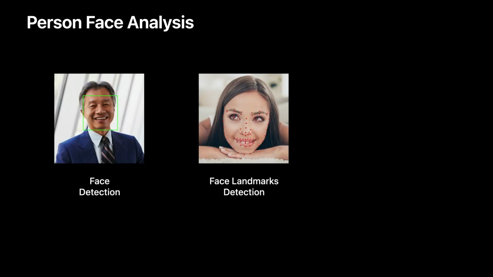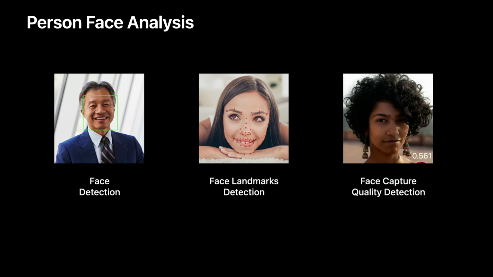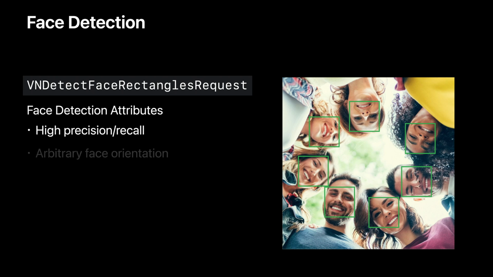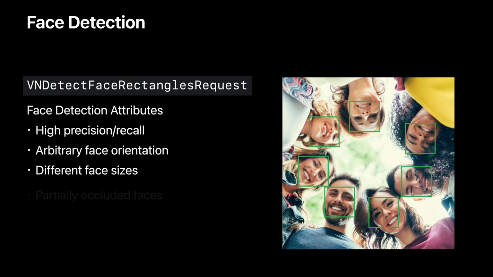The cornerstone of people analysis in Vision is person face analysis. Since the inception of Vision Framework, we've been adding and enhancing human face analysis capabilities. We currently offer face detection, face landmarks detection, and face capture quality detection. Face detection functionality in Vision Framework is exposed by means of the detect face rectangles request. Our face detector offers high precision and recall metrics. It can find faces with arbitrary orientation, different sizes, and also partially occluded. So far, we have supported occlusions like glasses and hats.